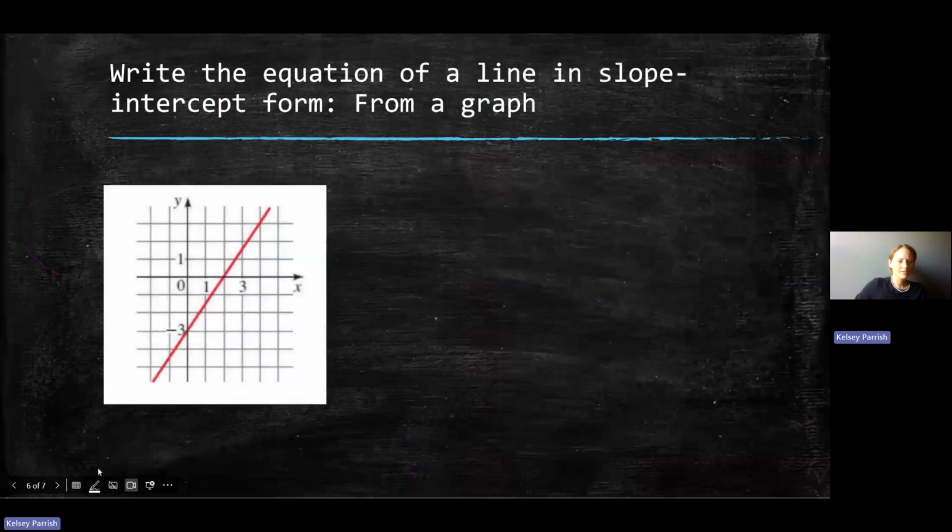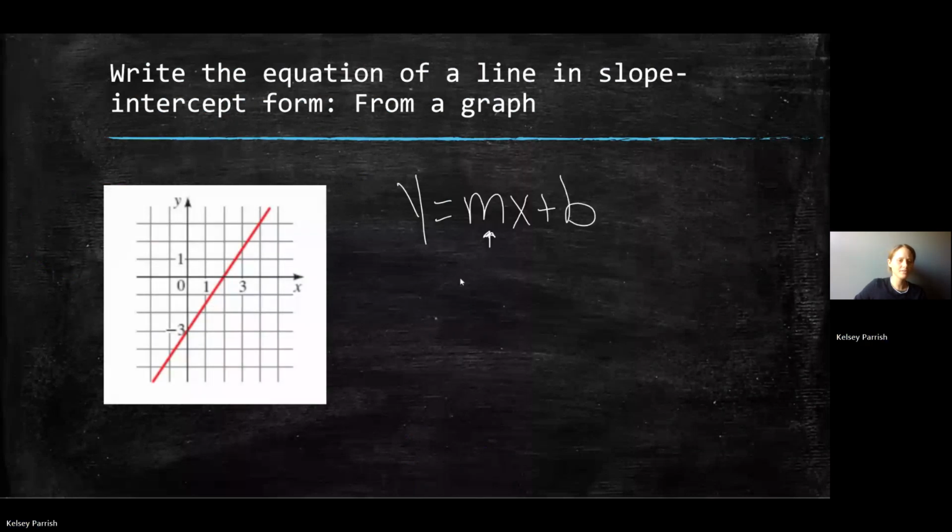Let's look at another problem. So we're given the graph of a line now. We just need to write it in slope-intercept form. Slope-intercept form. Do I know the slope? Well, I've got a graph. I can figure it out, right?